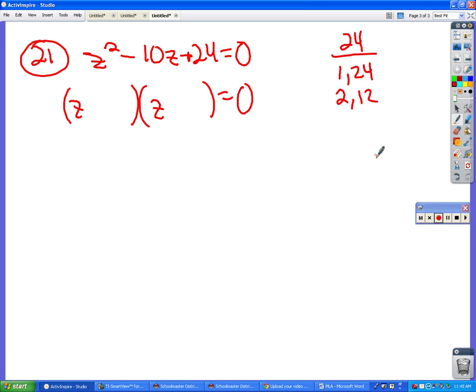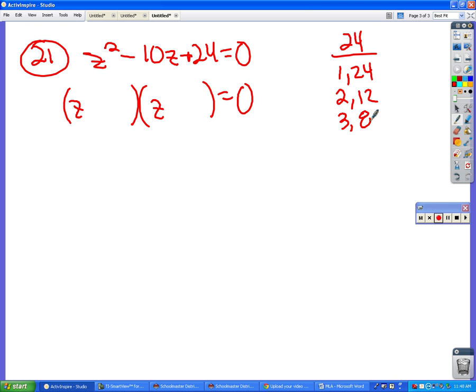Okay, you might say 2 and 12 would work. But if these two numbers have to multiply to be a positive number but add to be a negative number, what's the sign on these going to be? Negative. They're both going to be negative. So negative 2 and negative 12 does not give me negative 10.